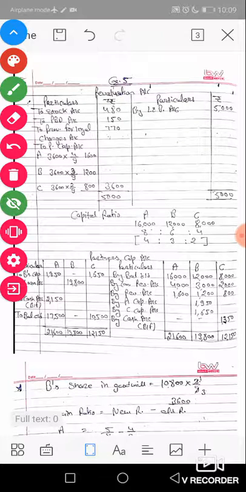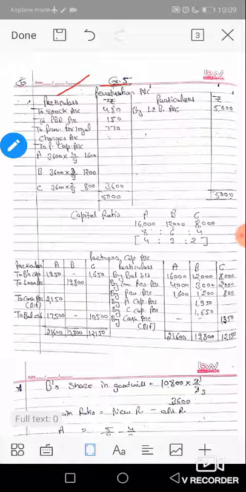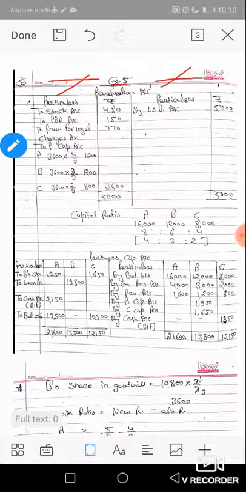Now start from the revaluation account. First of all we will prepare the revaluation account. There are two sides of the revaluation account, debit and credit. The debit side shows loss and the credit side shows profit.